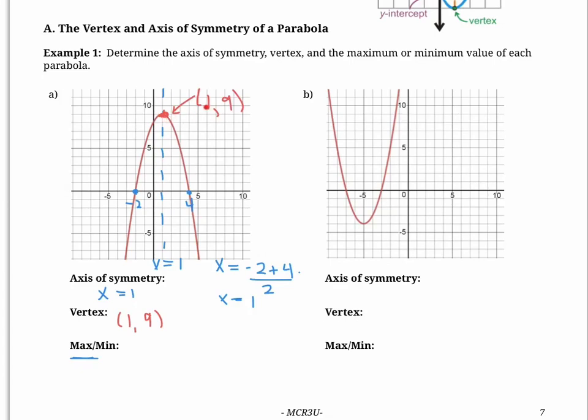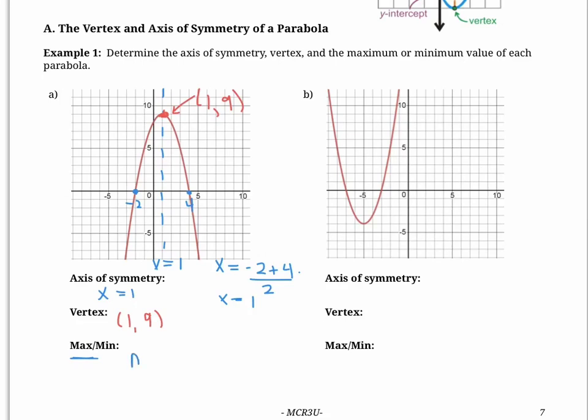And is the maximum value 1 or is it 9? Well, is the highest value of the function 1? No, that's just the x value here. And 1 is definitely not the highest x value. The x is an element of R for this function. The highest or maximum value comes from the y value. That's 9. So that means our max value is 9.